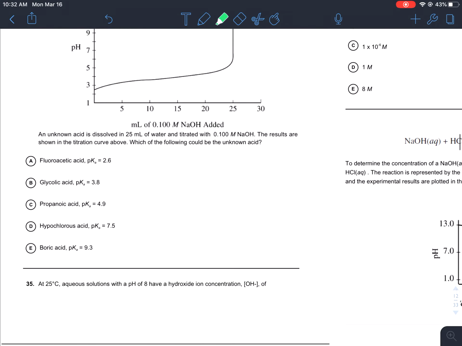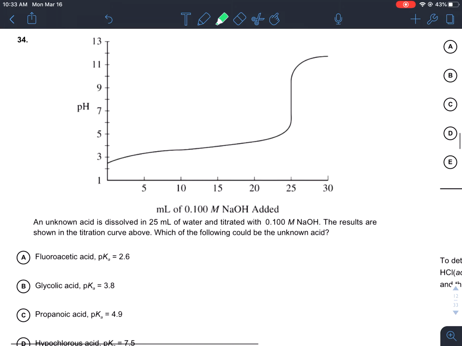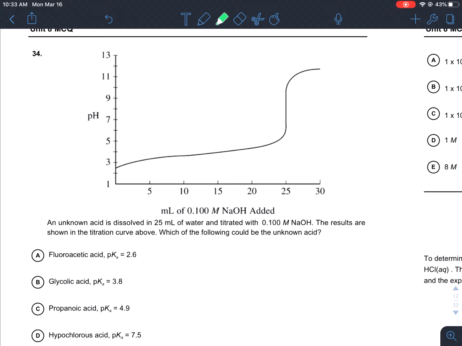All right, number 34. Oh, this was a good question. Okay, you really got to know your Henderson-Hasselbalch here. An unknown acid is dissolved in 25 milliliters of water and titrated with 0.1 molar NaOH. The results are shown in the titration curve above. Which of the following could be the unknown acid? Okay. Dude, I struggled with this.